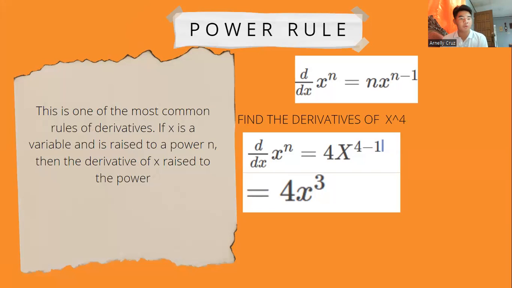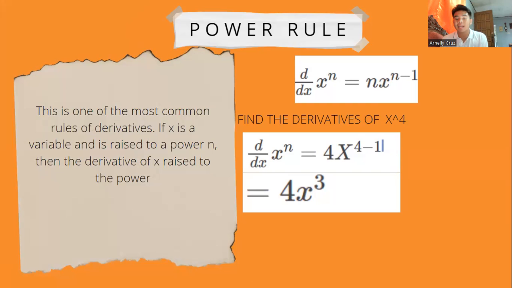Ang power rule po ay one of the most common rules of derivatives. If x is a variable and it's raised to a power of n, then the derivative of x raised to the power of n is derived as d over dx, x raised to the power of n equals nx raised to the power of n minus 1. Ayan po yung ating formula.